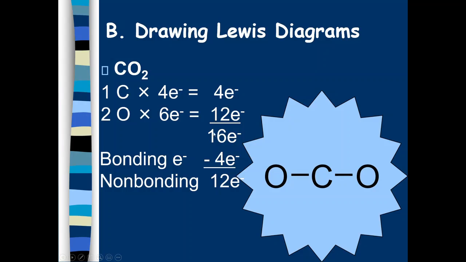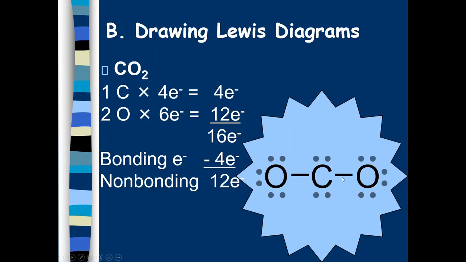And I subtract that away from 16 to find that I'm going to have 12 non-bonding electrons to add to my diagram. Step 4 is to distribute these remaining electrons to give each atom an octet. Well, to give oxygen an octet, oxygen only has 1, 2 electrons, so it needs 6 more. This oxygen also needs 6 more electrons, and carbon has 1, 2, 3, 4 electrons around it, so it needs 4 more electrons.